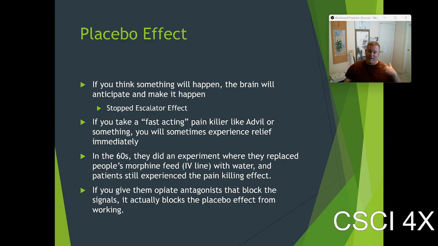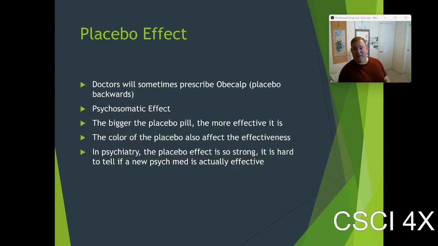Your body produces endocannabinoids and things like that that are your pain-killing chemicals. It actually generates them because it's anticipating the effect of the morphine. And if you block those from working, then the placebo doesn't work and they still experience the pain. It's absolutely wild to think about. If you ever get a prescription from your doctor for Obacalp, which is placebo backwards, you have been given a placebo. It probably won't work now.